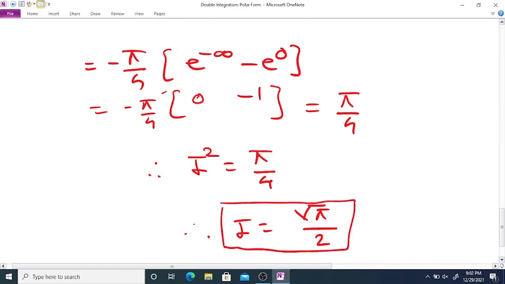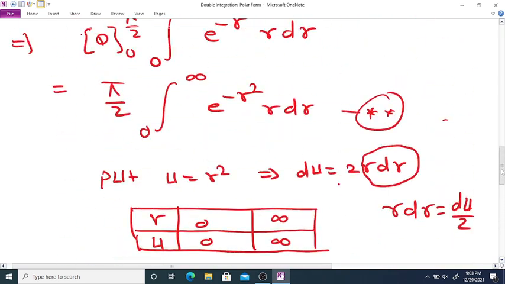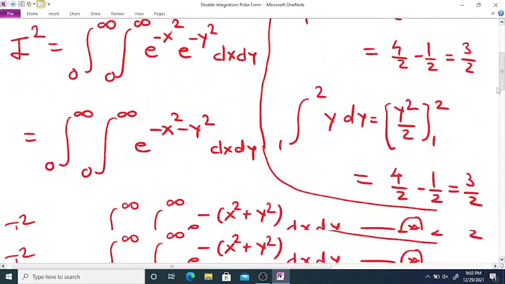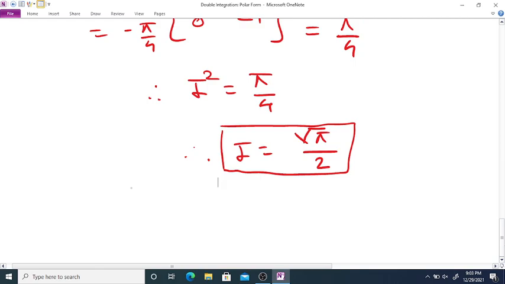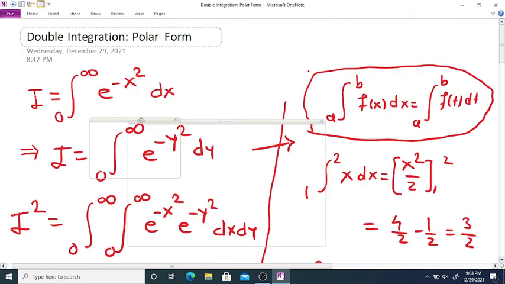I square is equal to pi by 4. This is the value of I square, so if you take the square root, then I is equal to under root pi by 2. So this is the value of the given integration. So to evaluate, the value of this integration is equal to under root pi by 2.